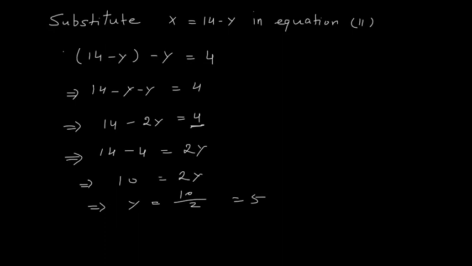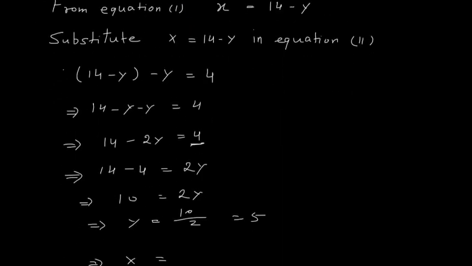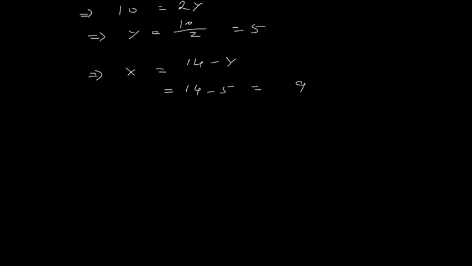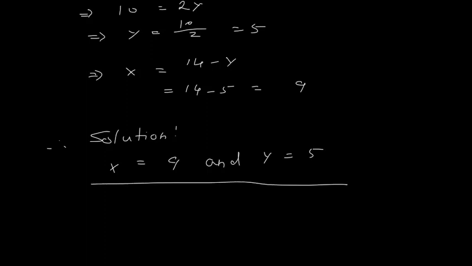Now this implies x is equal to, what is the value of x? x is 14 minus y. This implies x is equal to 14 minus y, which is 14 minus 5, which is 9. So therefore I have the solution: x equal to 9 and y equal to 5. So this is what we call the substitution method.